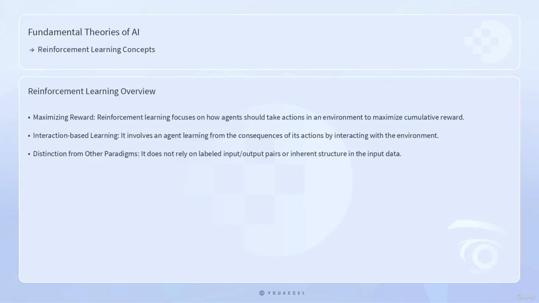Lesson: Reinforcement Learning Concepts. Reinforcement learning is a pivotal area within artificial intelligence that focuses on how agents should take actions in an environment to maximize cumulative reward. It is distinct from supervised and unsupervised learning paradigms, primarily because it does not rely on labeled input-output pairs or inherent structure in the input data. Instead, it involves an agent learning from the consequences of its actions by interacting with the environment. This interaction is fundamental to RL, making it a powerful tool for achieving complex tasks that require sequential decision-making and adaptability.